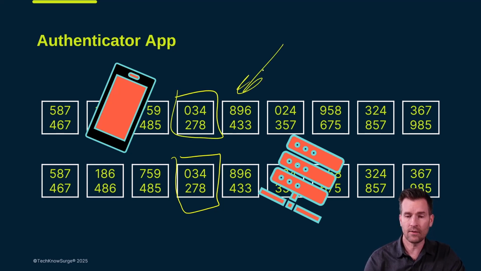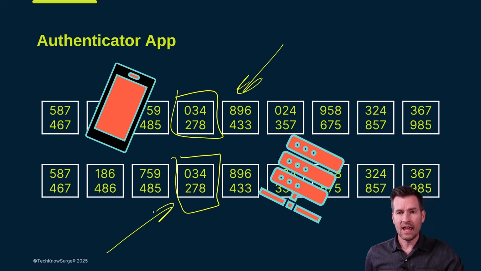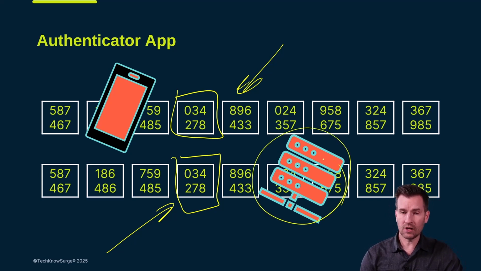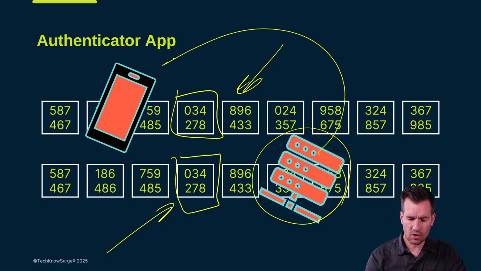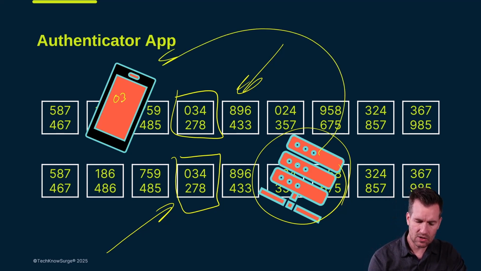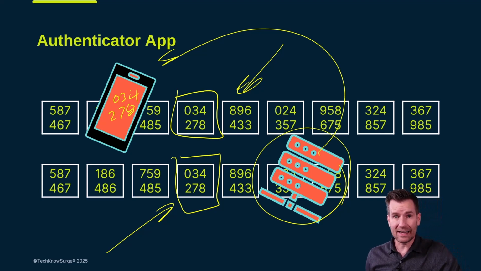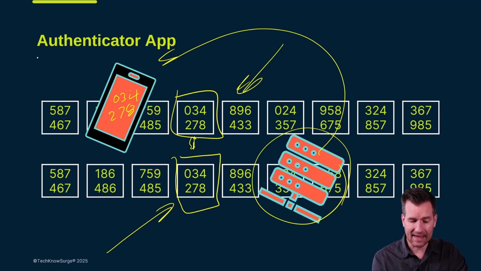Here's the thing, whatever the server is expecting, you need to know on your side. So this is your side right here. This is the server side. Now, when it comes to SMS, that's pretty straightforward. You have a server here, it sends out a text message to you, and in this case, it's 134-278. You get that text message, you enter it to authenticate, and now you're logged in because the two match.